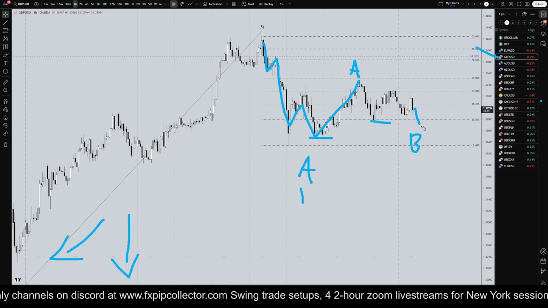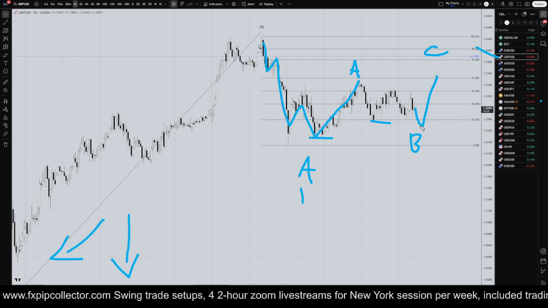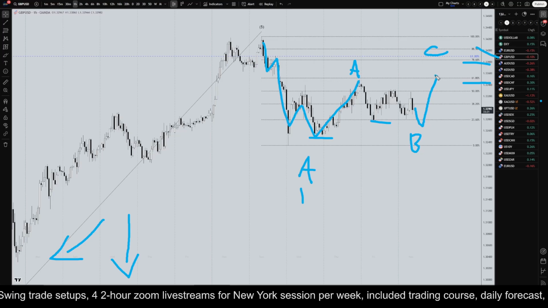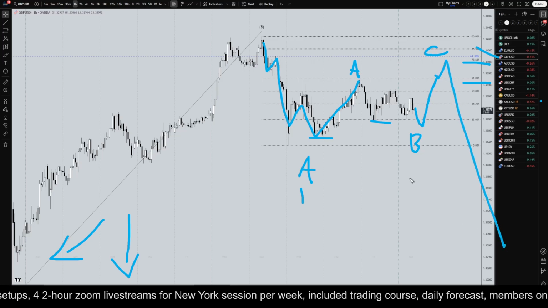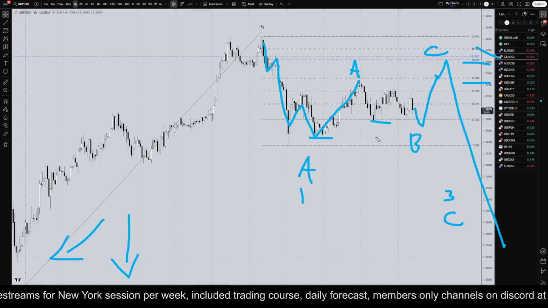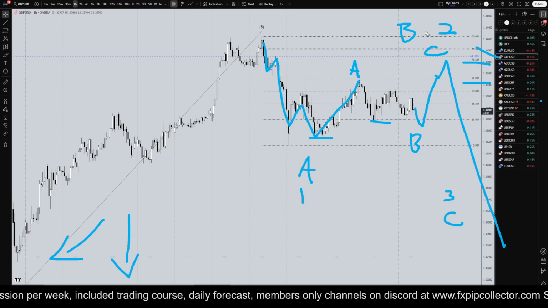It may go down, grab these lows. Then I think we're going to get at least one more push up for wave C. This might end up going up to at least a 60 or 78%, I think, before it potentially ends up going down for either a wave 3 or a wave C. So that means we're likely now in an ABC of B or an ABC of 2.